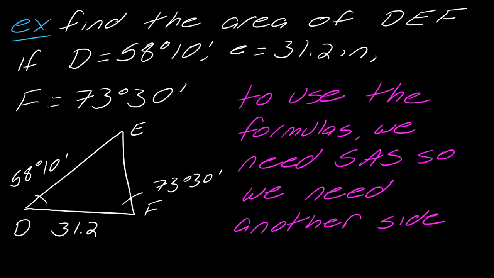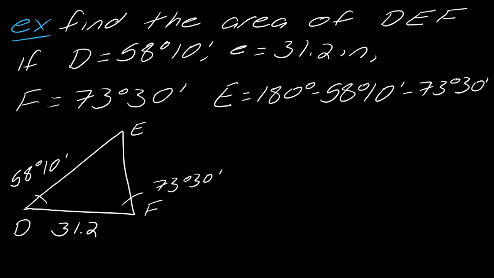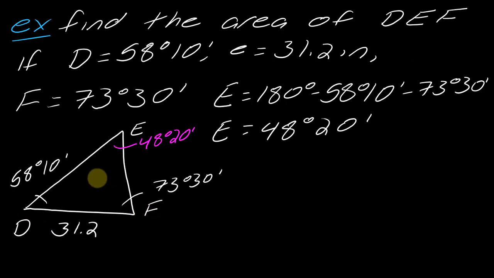You should try to figure that out on your own. Angle E I can figure out by taking 180 minus the other two angles. So I get E is equal to 48 degrees and 20 minutes. If you want to follow along with me, I want you to find side little f. I recommend that you pause the video and try to use the law of sines now to figure it out, and then hit play when you're ready.